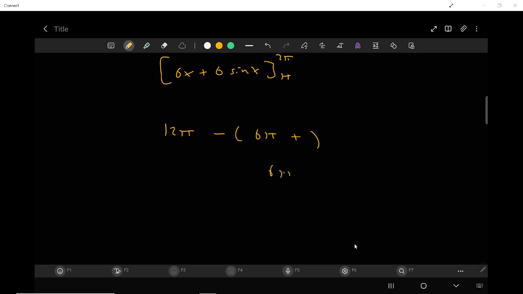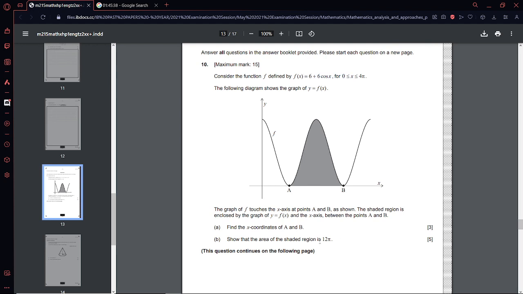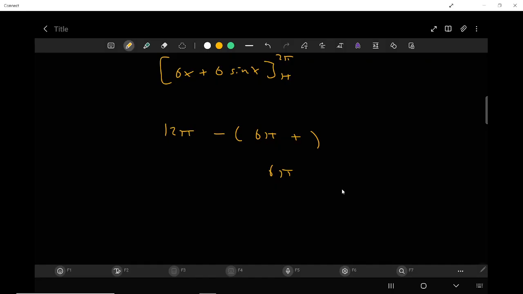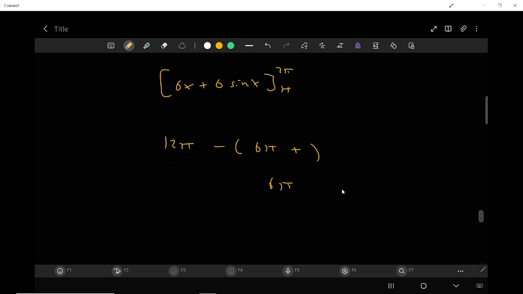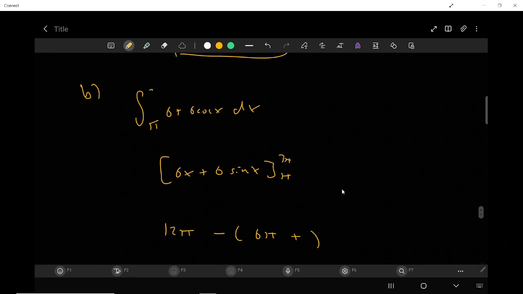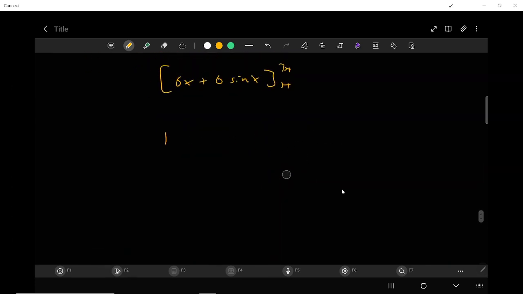Wait a minute. That's 6 pi, though. Did I get the function right? Or what if I accidentally got half the region? So maybe A and B aren't pi and 2 pi. Let's see. Oh, 3 pi. Wait, because you had 2 pi, this is 3. See? Just look back, check for mistakes, and then go forward. So then this is 4. This is 18 pi minus 6 pi, which equals 12 pi.